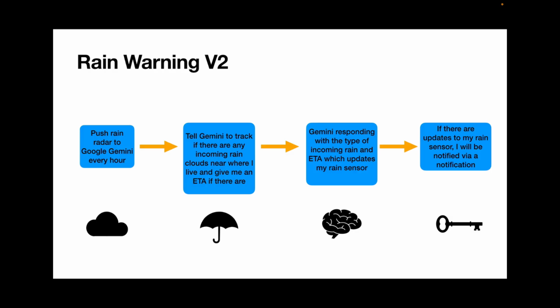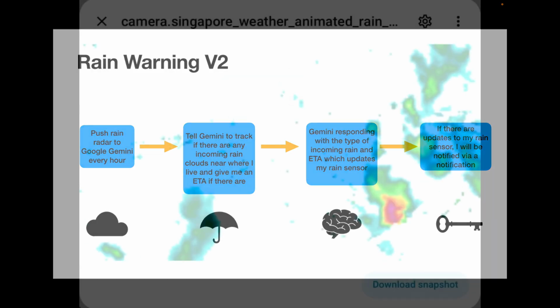The purpose of this is so that I will only be updated if AI tells me that it's incoming rain, and this can also be tailored to give you the response which you want. Maybe you're only looking out for heavy rain or moderate rain. That can also be done through the prompt. And if there are any updates to the rain sensor, I'll be notified via a notification.